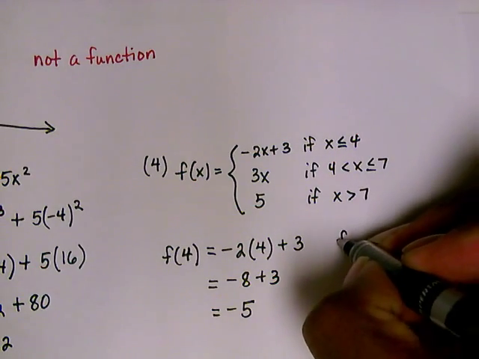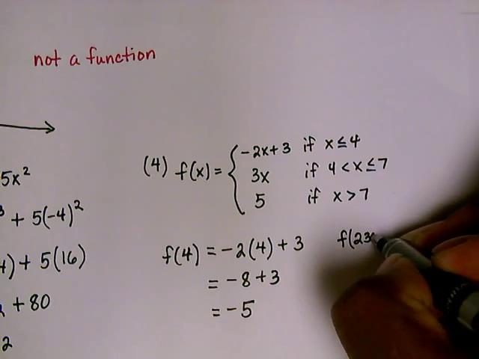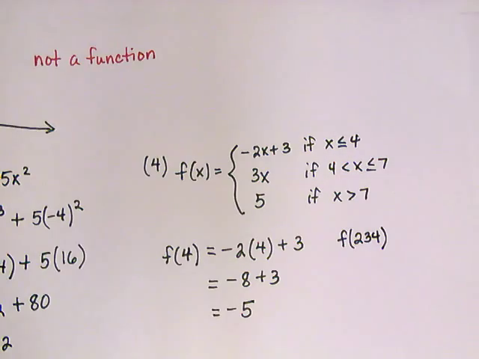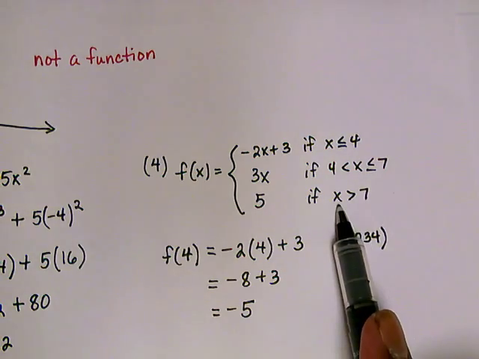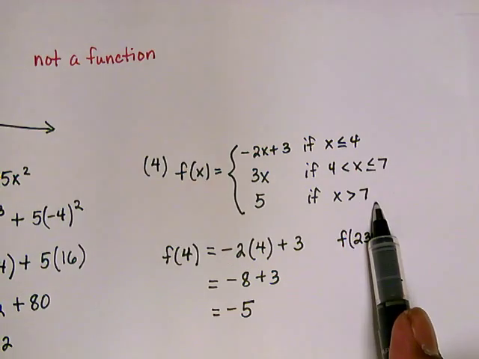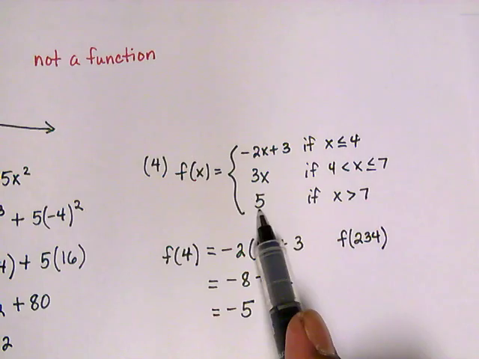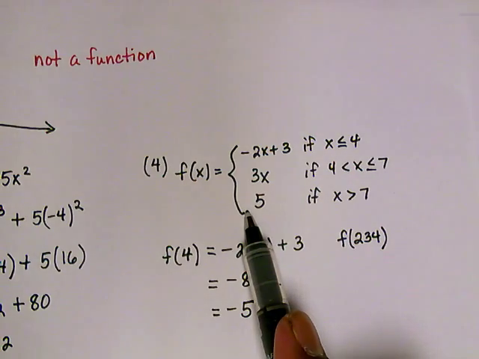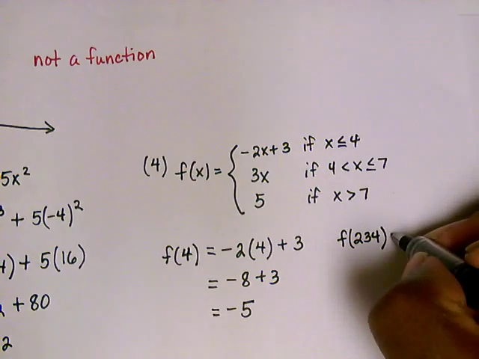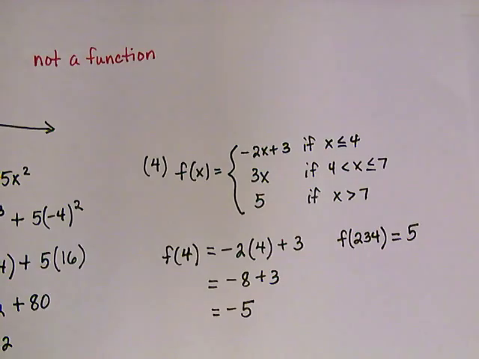And also we're to find the value of the piecewise function for f of 234. So we want to find out what the value of that piecewise function at x is equal to 234. Well, 234 is bigger than 7. So here, we have to use this number right here, the 5. So for f of 234, that's just simply going to be equal to 5. So the value of that piecewise function at x is equal to 234 would be 5.